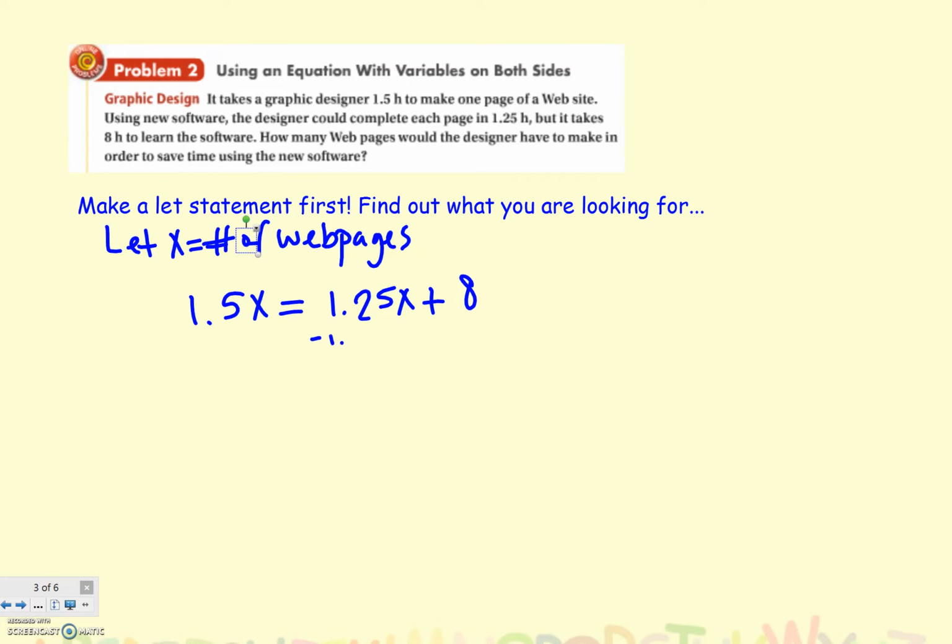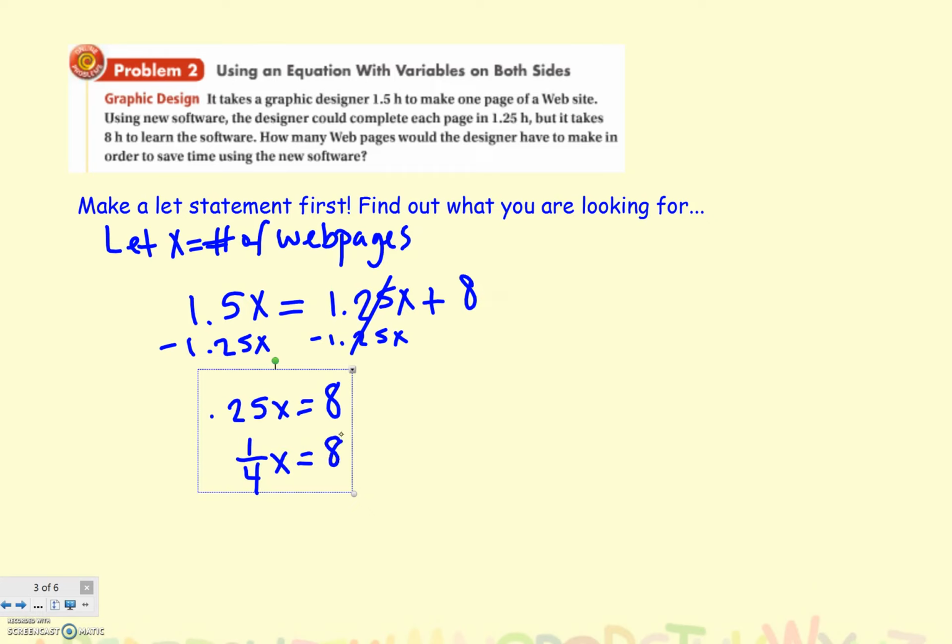So if I subtract 1.25x to get the variables together, I end up with 0.25x equals 8. I'm going to change that to a fraction to make it a little easier. 1/4 x equals 8. Because that way all I have to do to solve it is multiply by 4. So he would have to create 32 pages in order for the time it'll take him to make the pages to be equal, which means in order for him to save time with the new software, he would have to create 33 pages, more than what it would take for him to be equal.